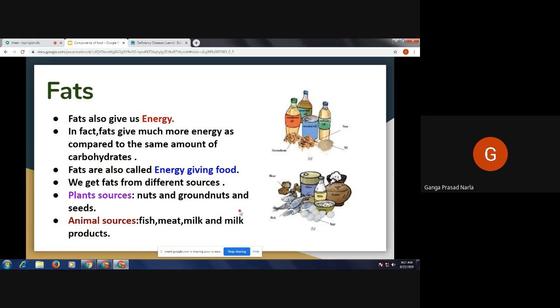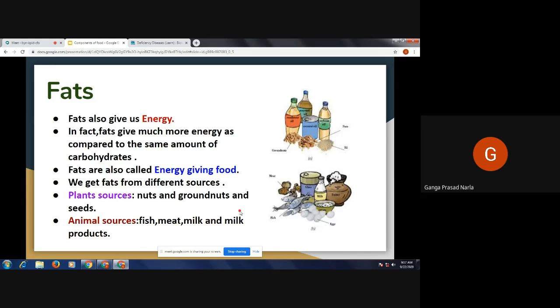Which things do we get from plants? Groundnuts, nuts, seeds. These all contain oils, and oils definitely contain fats. We discussed this in the last class. So nuts, groundnuts and seeds contain fats. These are the plant source for fats.